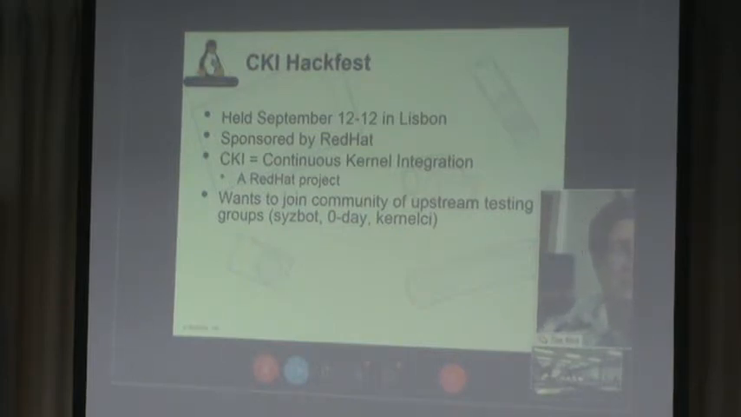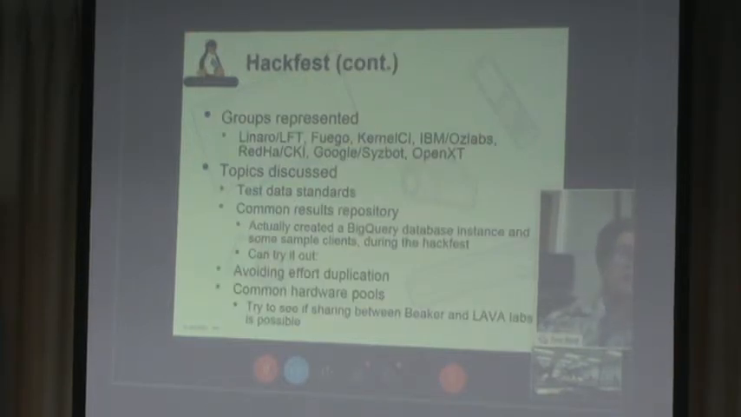And the Red Hat people, like I said, are just announcing CKI now to the world and pushing it out there. They want to join that group and make sure that they're using best practices, maybe reusing work from each other. There are a lot of groups represented at this Hackfest: Linaro, Fuego, KernelCI, IBM was there, Red Hat, Google with their Syzbot was there, and OpenXT. A lot of topics were discussed. I'm not going to go into all of it, but one of the most interesting things was they talked about a common results repository. All these different CI systems, they want to have them feed into a single location.